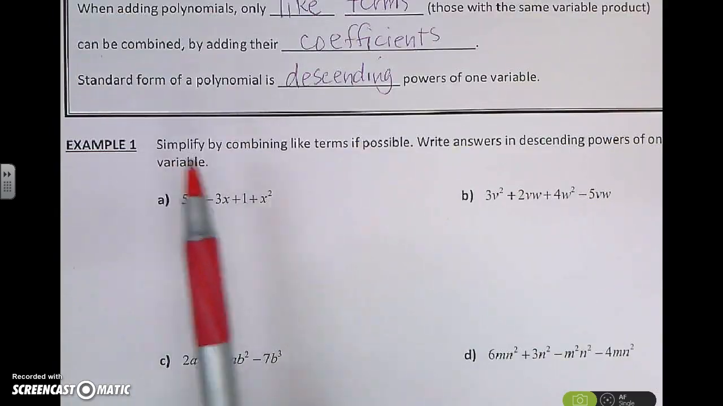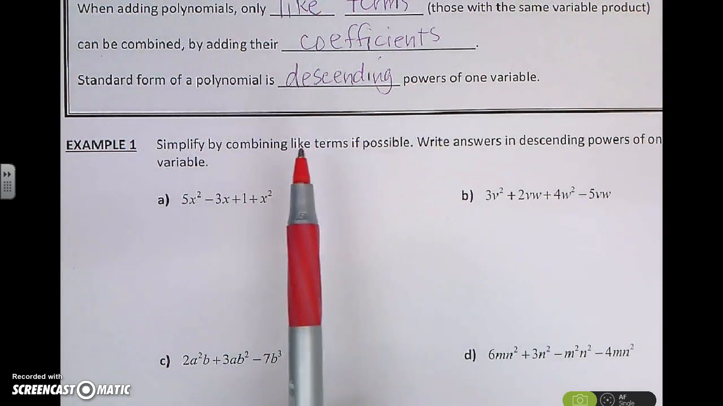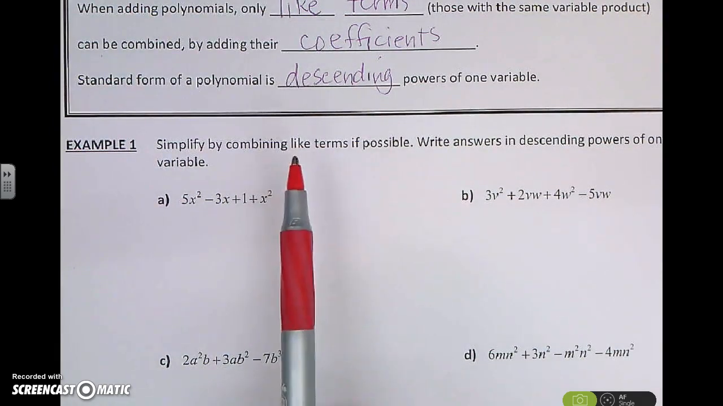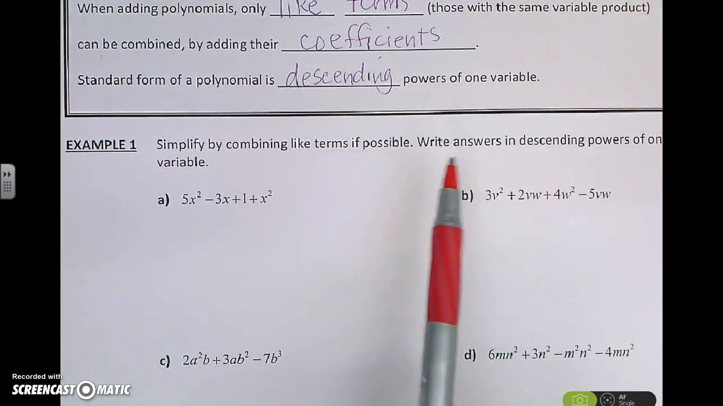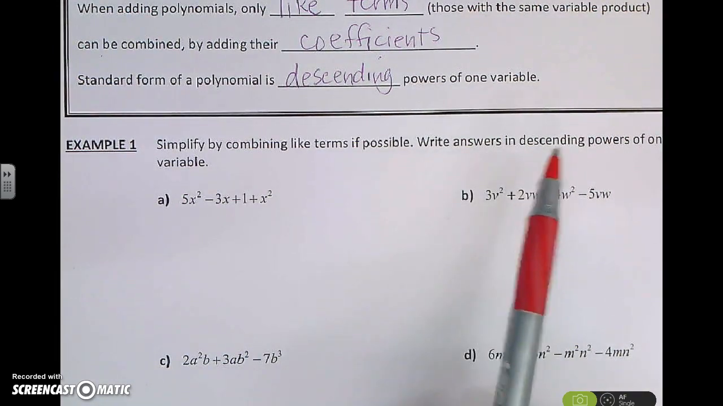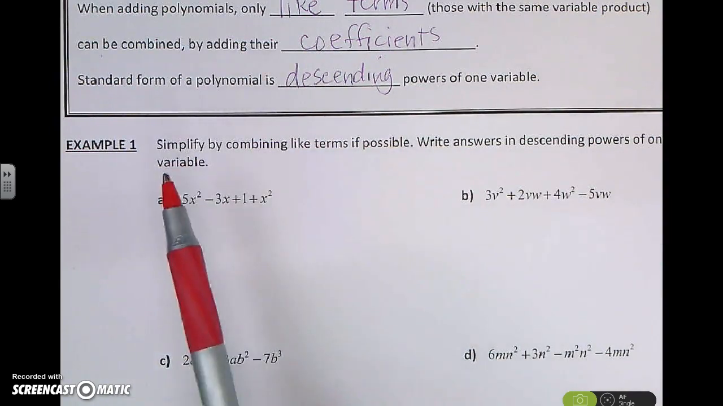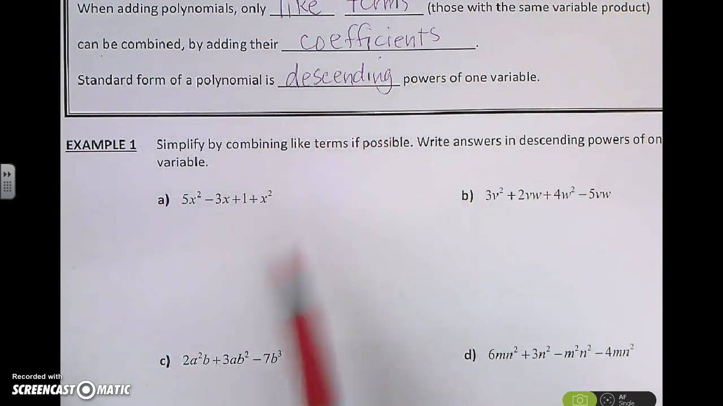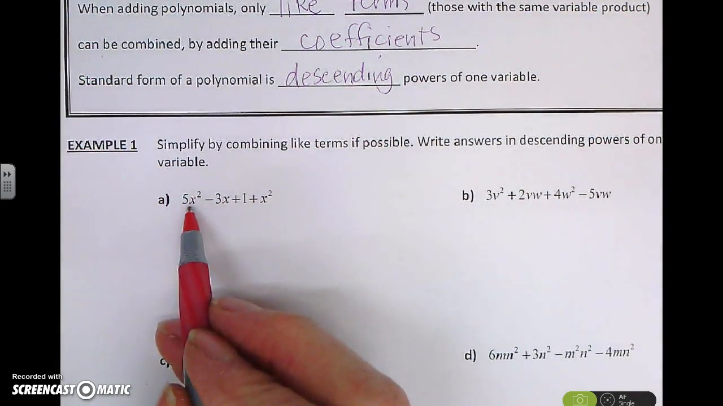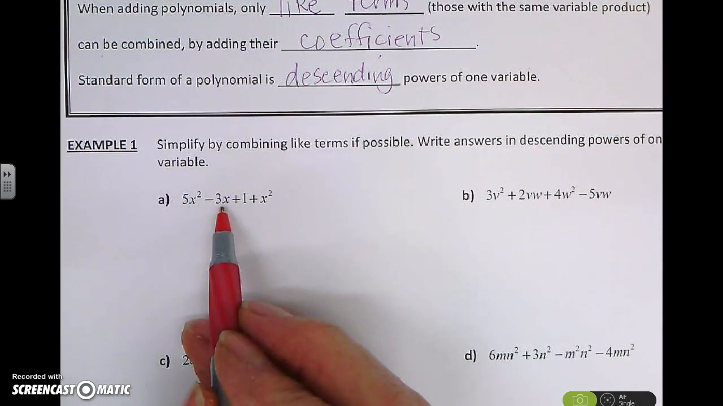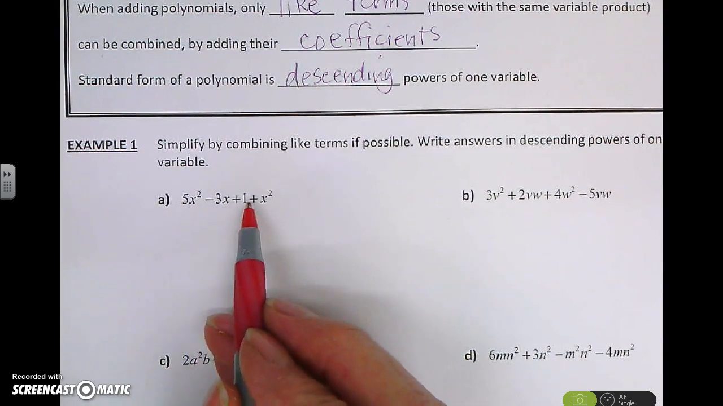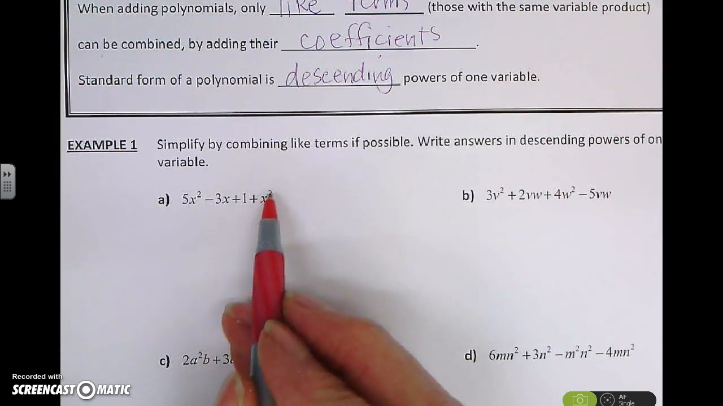In example 1, we're going to simplify by combining like terms. So those are the ones that have the same variable product, if possible. Write answers in descending powers of one of the variables. So like terms, I'm looking for the same variable combinations. Here the variable is x squared. Here it's a single x. Here's a constant. And here's an x squared.